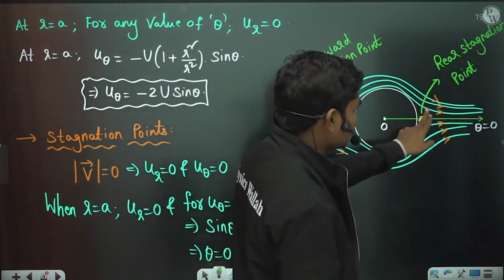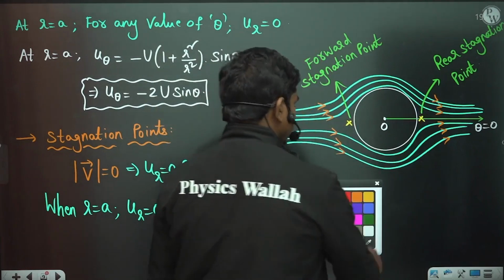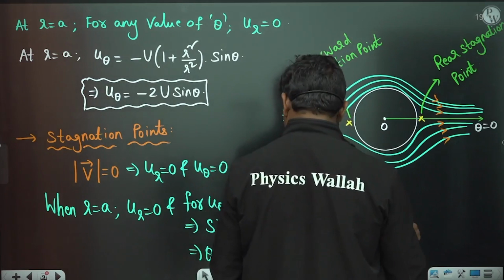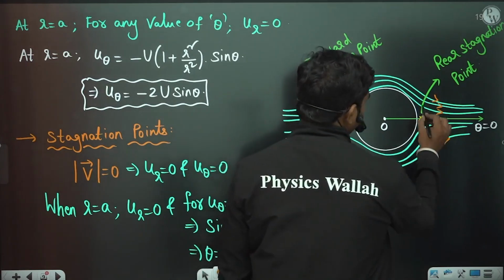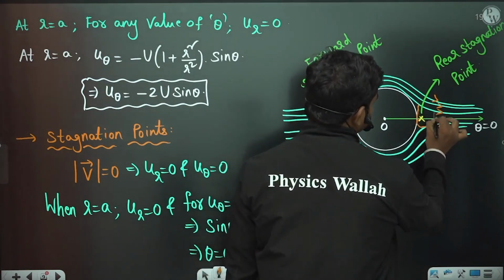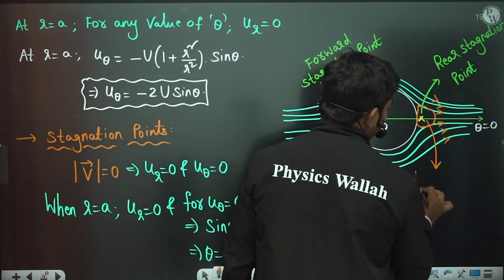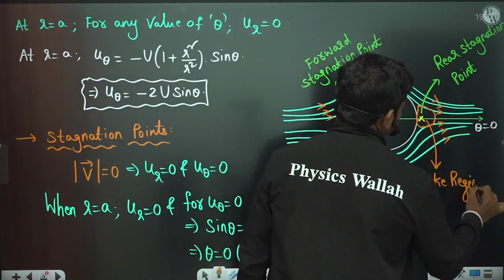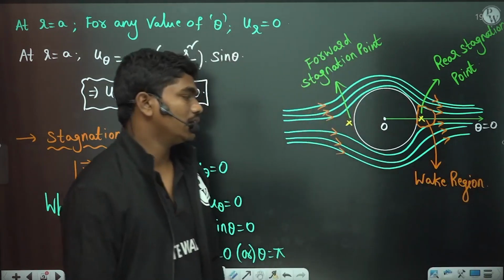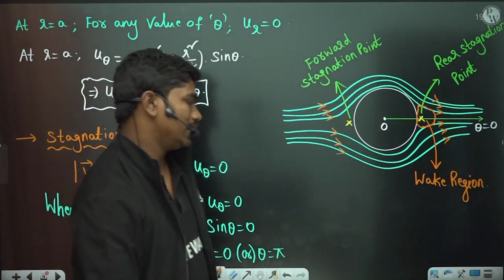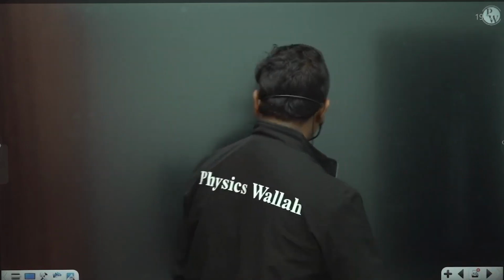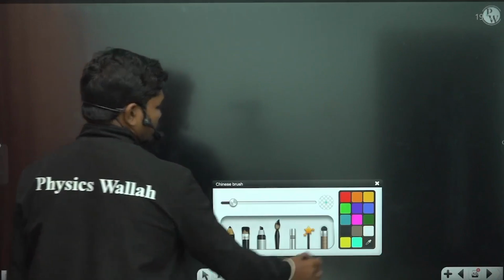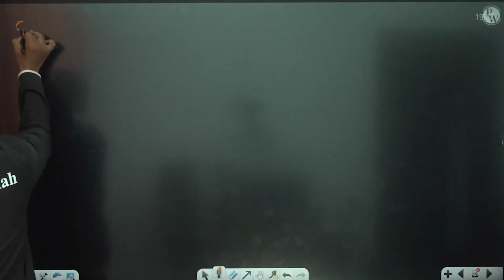Normally this region which is here is called the wake region. So what is the meaning of wake region? Look, I'll tell you. If you try to do some analysis here, there is one concept which is called the coefficient of pressure.